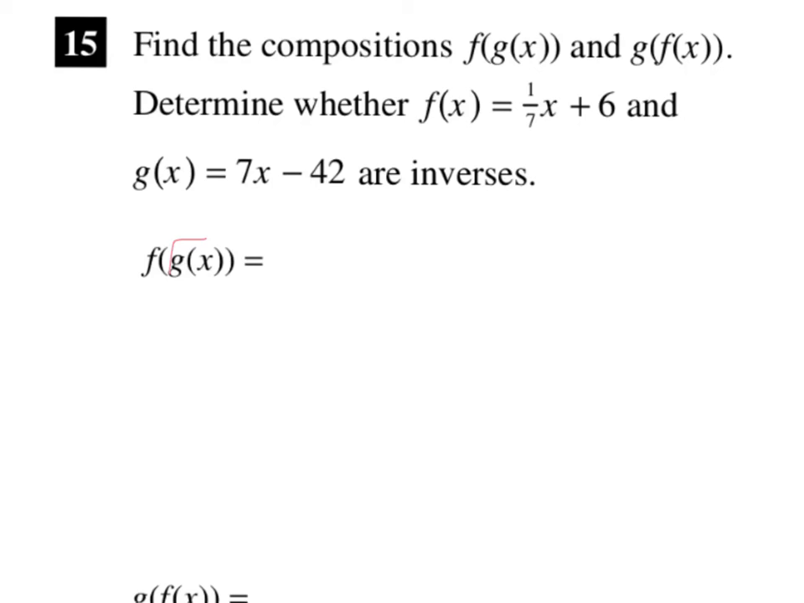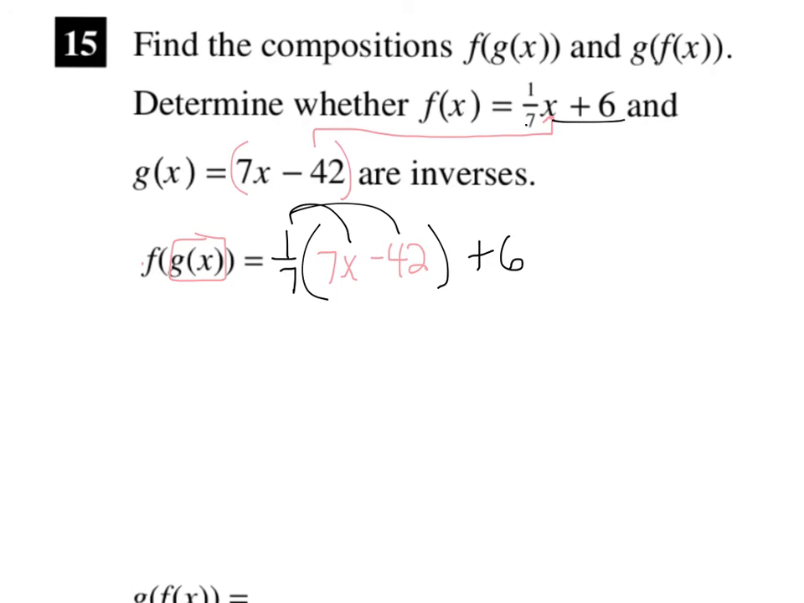So we're going to plug g into f first. So all of this is going to be plugged in right here. So I'll start writing the f of x function, 1/7. But I'm going to plug in the 7x minus 42, where the x is. Keep copying the plus 6. We will distribute. 1/7 times 7 is 1. 1/7 times negative 42, just do negative 42 divided by 7. It's negative 6. Those cancel out, and we get x.